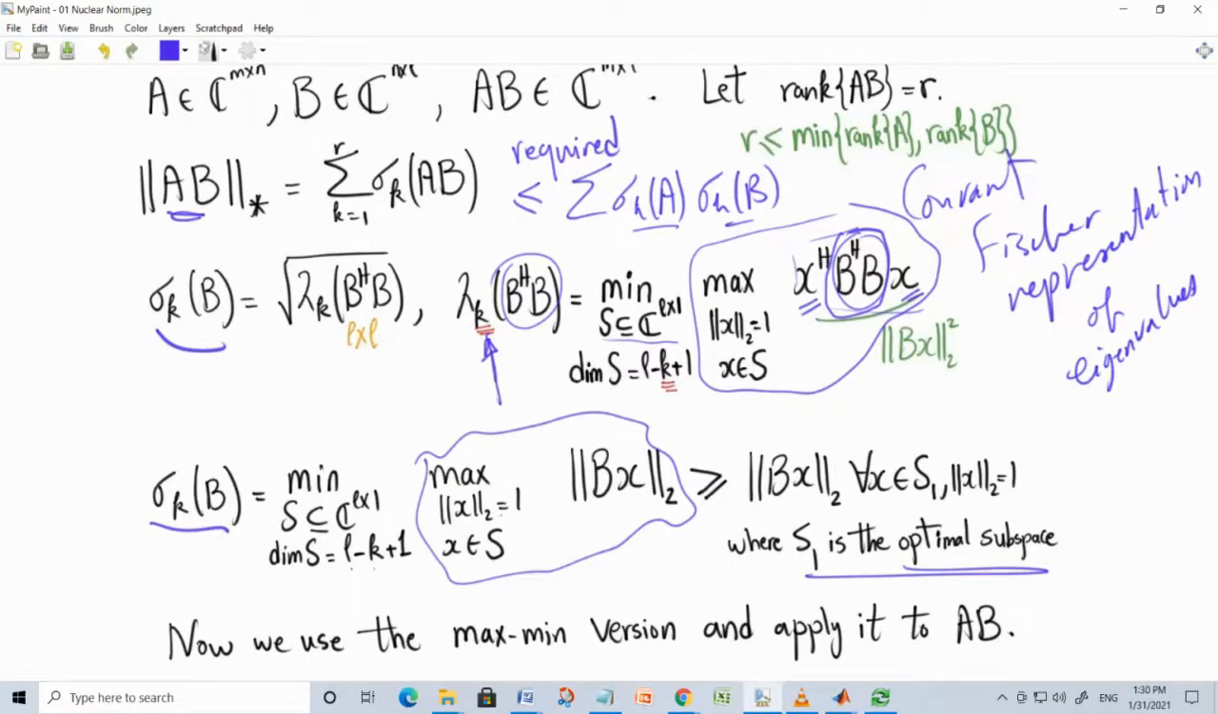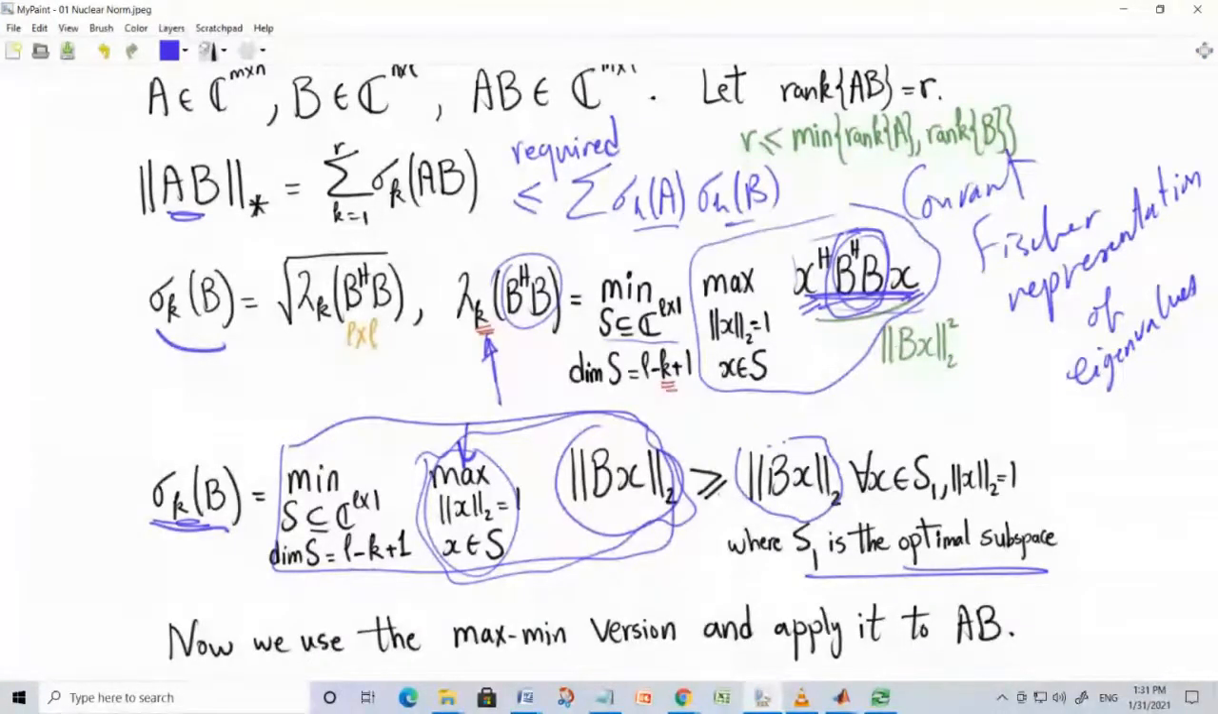Okay. So over that subspace, what are you doing? You are maximizing with respect to x. So sigma k of B, which is given by this min-max expression, is greater than or equal to this quantity itself, because over the optimal subspace you are maximizing. The objective function here is just the L2 norm squared of Bx, and this is the eigenvalue, and the singular value is just its positive square root. So rather than using the L2 norm squared, which is this quadratic form, you just use the L2 norm itself.